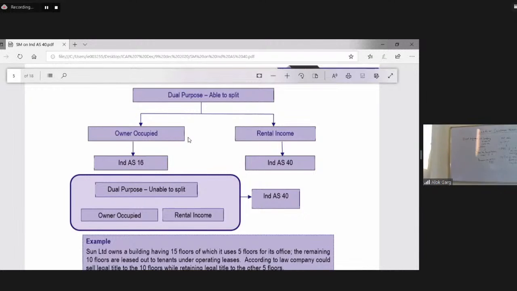Please see the study material. If it is dual purpose and able to split, the owner occupied portion is considered under IndAS 16, and the rental portion should be considered under IndAS 40.